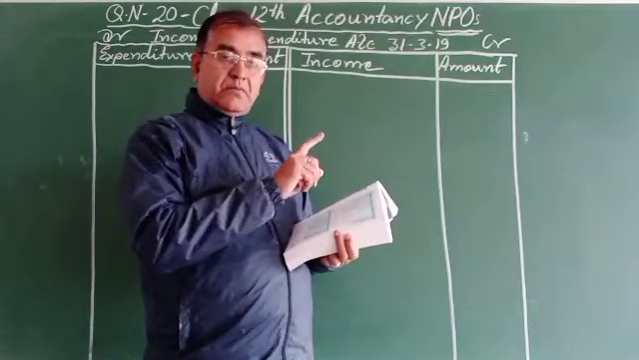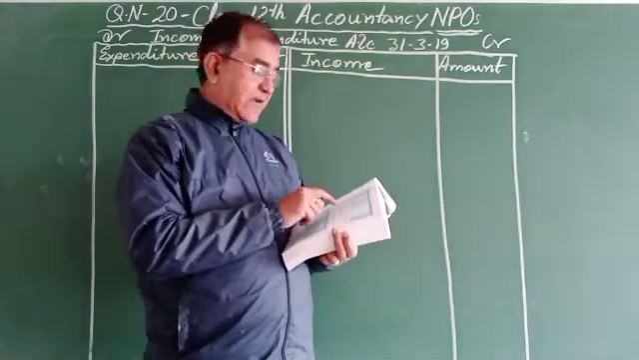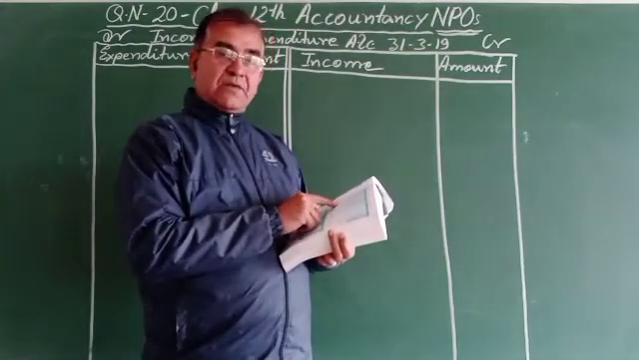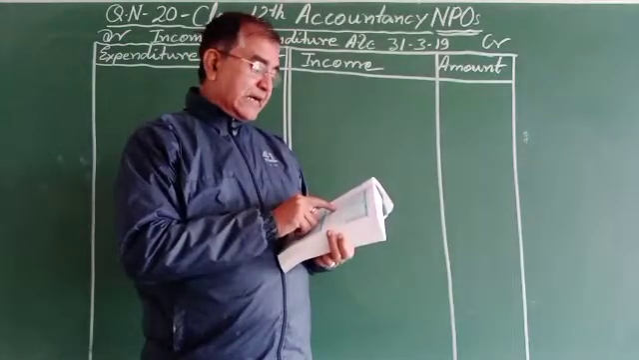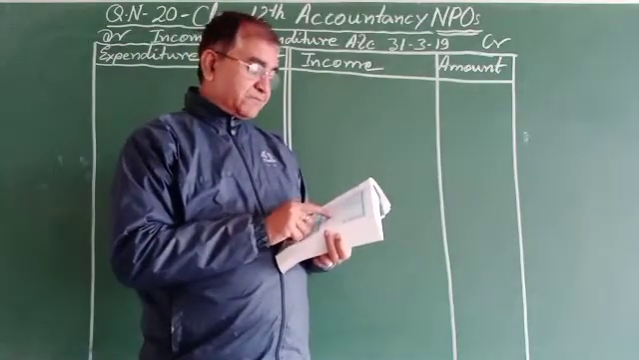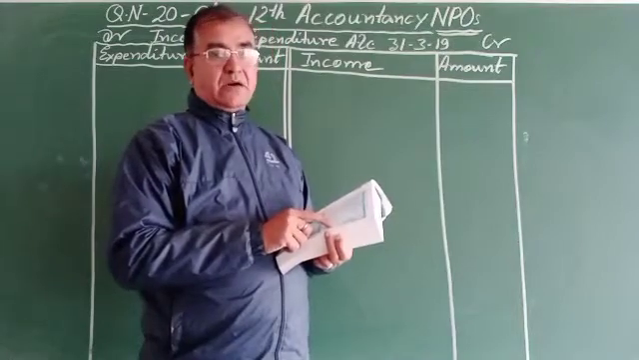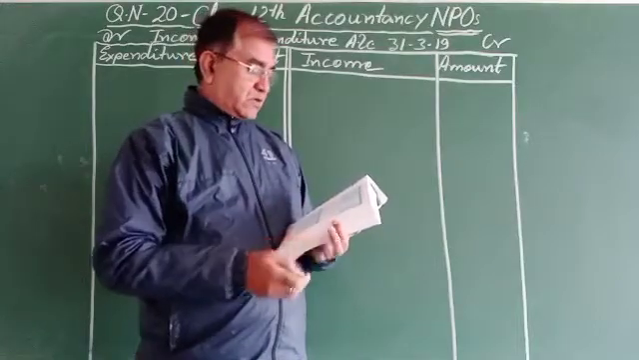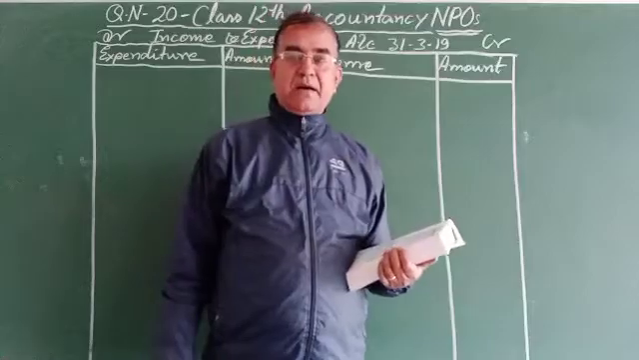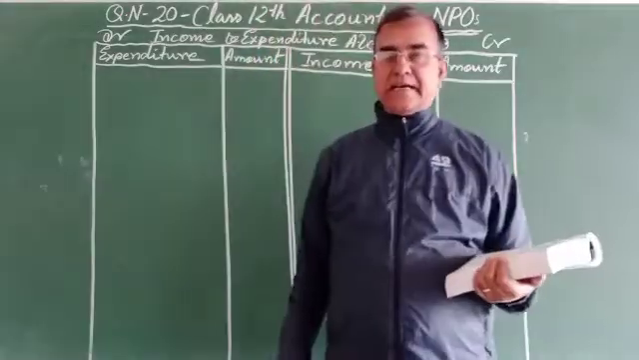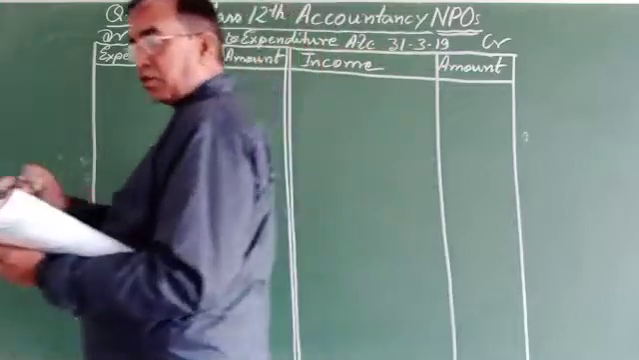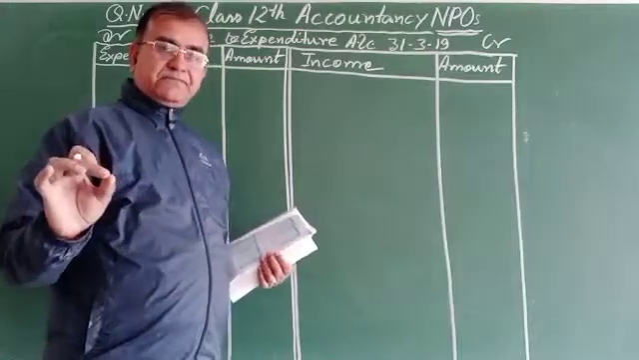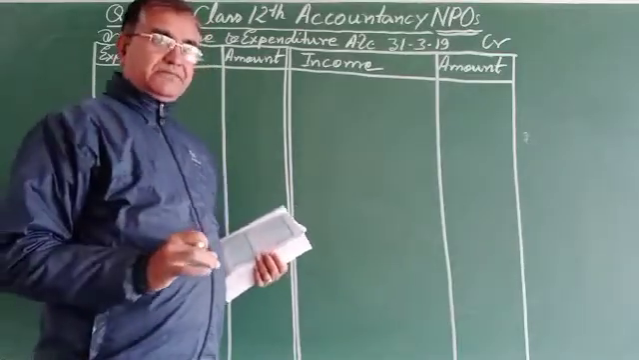And the next thing given, in the previous year, the assets value: on 1/4/2018, the club had land valued 50,000 and furniture valued at rupees 15,000. These are the opening assets given. So how do we have to prepare the income and expenditure account? First, go through the receipt column and try to sort out the income of revenue nature.